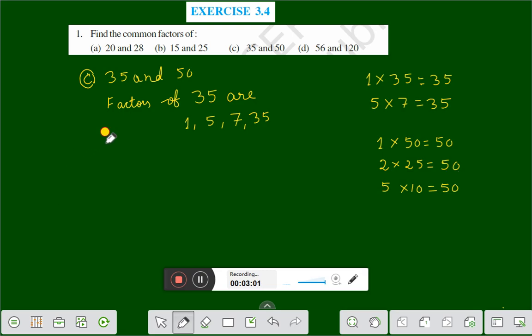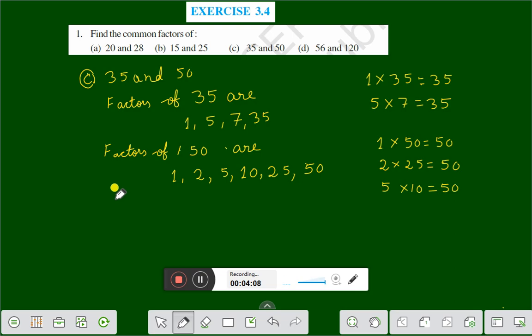Therefore, factors of 50 are 1, 2, 5, 10, 25, 50. Right? Now we'll find the common factors.